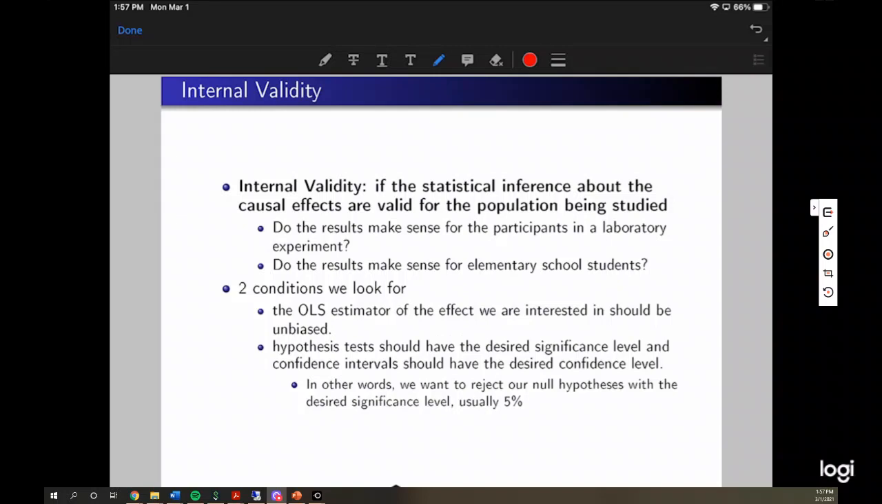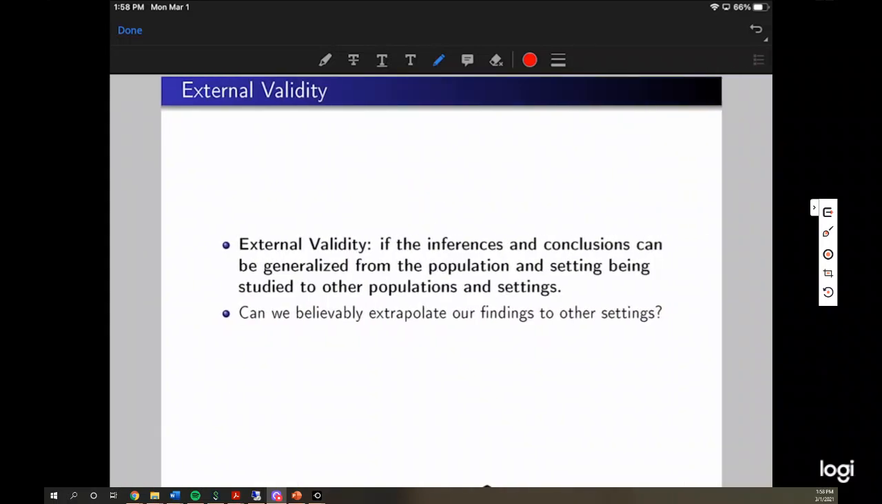We're going to look for two conditions. One, the OLS estimator, the effect we are interested in, should be unbiased. Okay, so that's going to be that all OLS assumptions are valid, they're not violated. And the hypothesis test should have the desired significance level, and confidence interval should have the desired confidence level. In other words, we want to reject null hypotheses with a desired significance level, usually 5%. External validity, in contrast, is if the inferences and conclusions can be generalized from the population and setting being studied to other populations and settings. Can we believably extrapolate our findings to other settings?